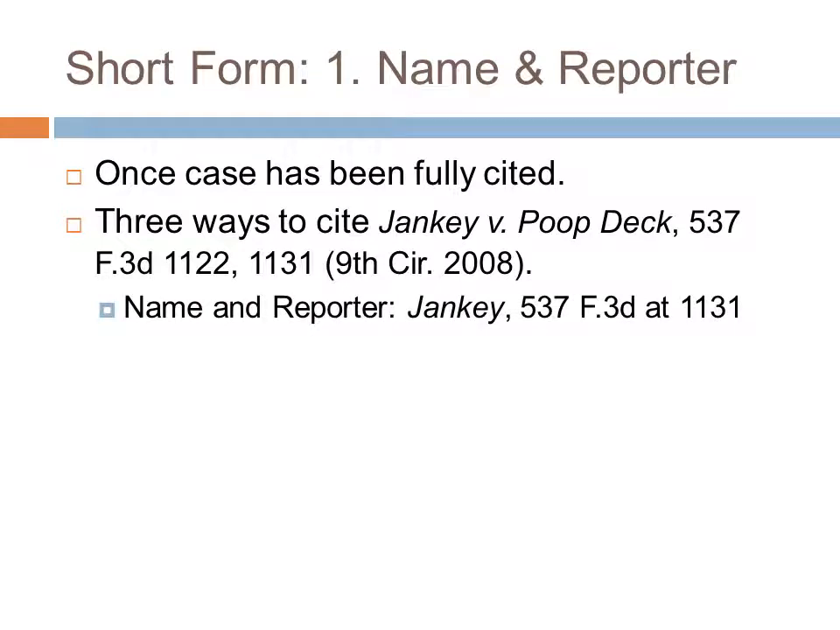First, the longest version of a short cite requires you to first state the name of one of the parties in italics. Here, that would be Janky. You follow that with a comma, the volume number, 537, and the case reporter. Here, that would be F3D. You conclude with at and a pin cite to the page of the case on which the pertinent information can be found. Note that the short form cite leaves out the page on which the case starts, the court name, and the year.